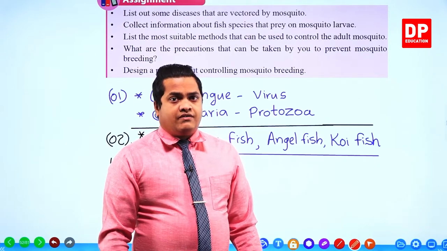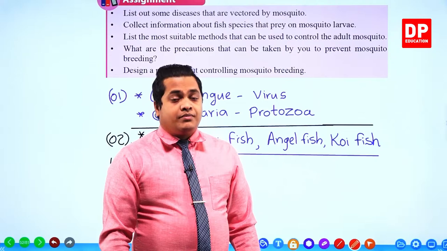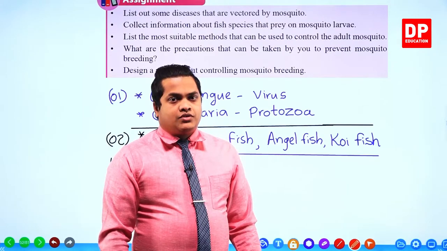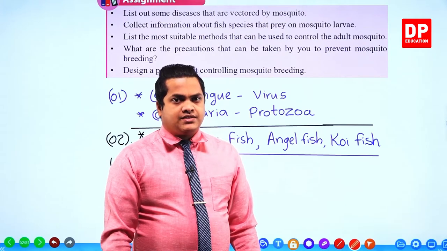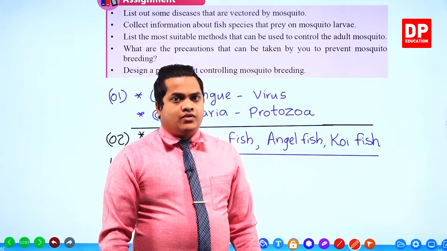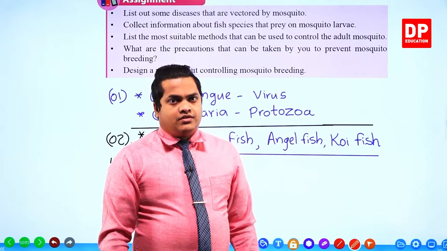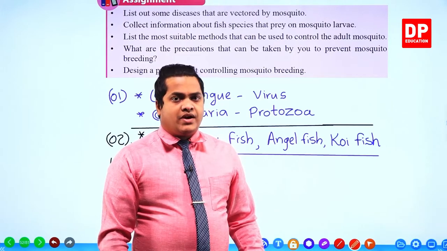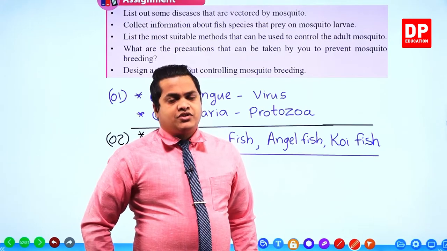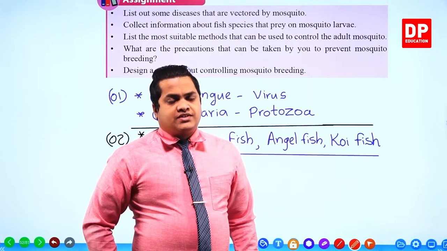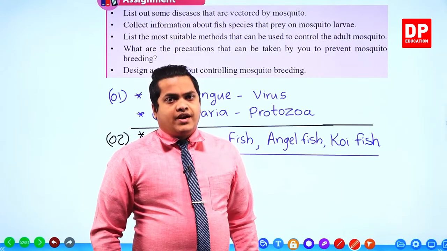To control or to destroy mosquito larva, we have to destroy places where the mosquito larva is going to breed. Okay. So the best thing to do to control mosquitoes is to destroy the places where the mosquito larva is going to thrive. By destroying those places, my dear children, definitely we can control the population of mosquito. Okay. So, that's the best thing to control. Right. That is the best way to control the population of adult mosquito.